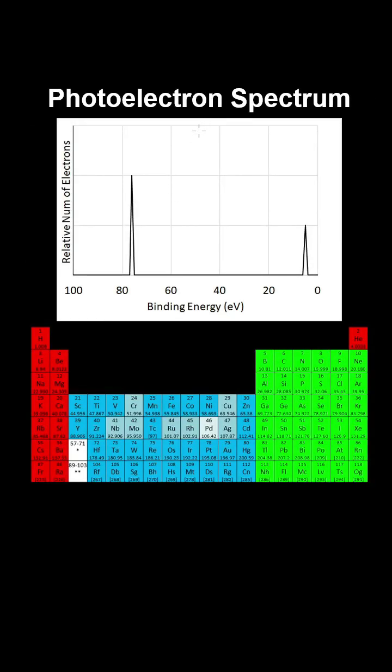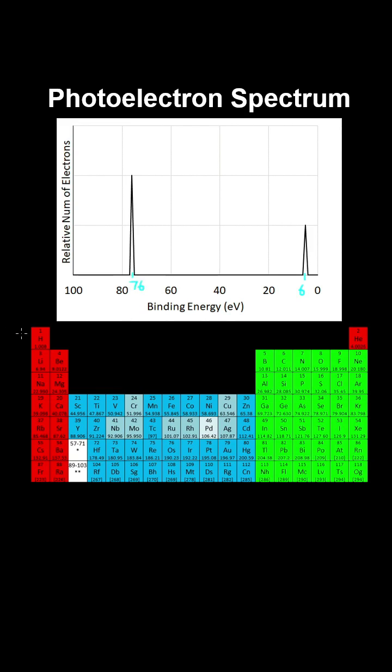Given the following photoelectron spectrum, which is obtained using photoelectron spectroscopy, and this spectrum is idealized as a real one is messy and requires an expert to read it. So each peak here represents a subshell. So an electron in this subshell requires around 6 electron volts to eject it, and for this subshell the binding energy is around 76 electron volts.